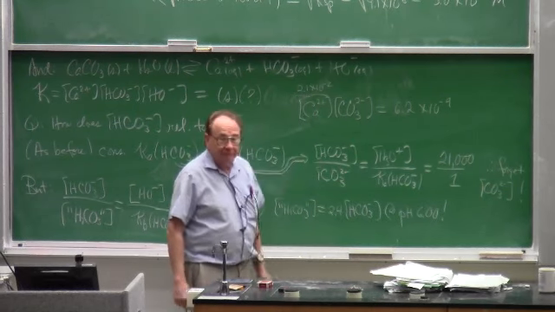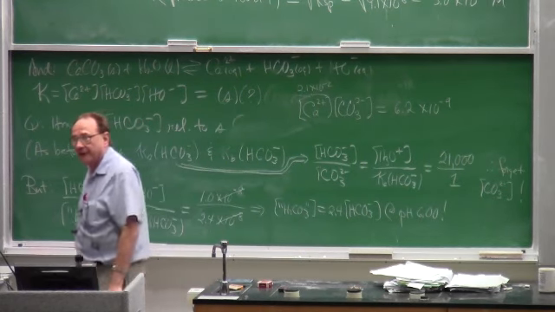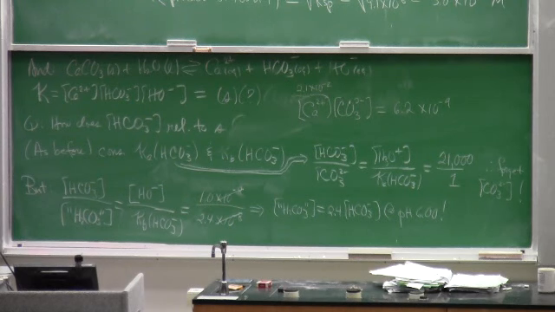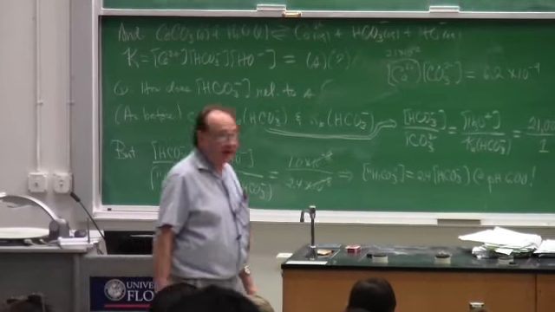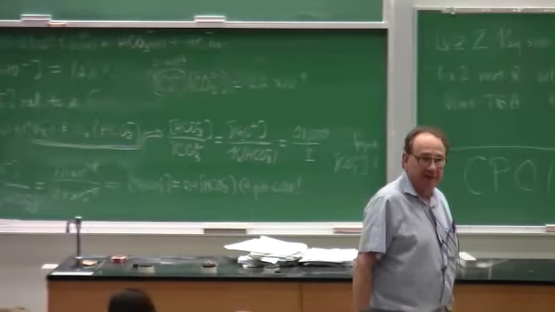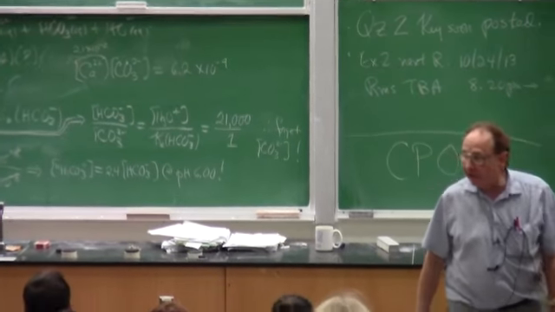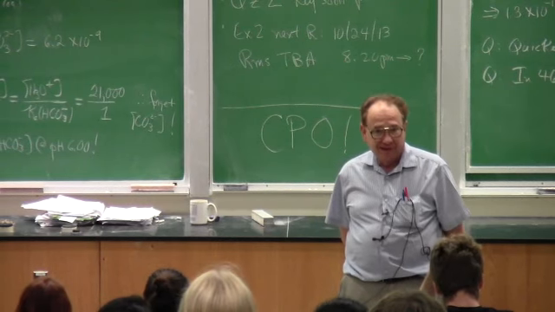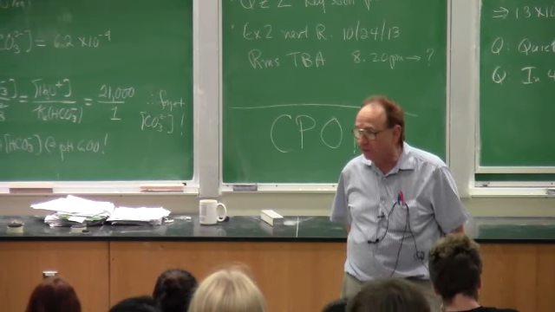What's 6.2 divided by 2.1, roughly? What is it? 3. That one's not hard, is it? What's 10.9? 10 to the 0.9. 10 to the minus 9 divided by 10 to the minus 2. 10 to the minus 7. There you are. Carbonate molarity is 3 times 10 to the minus 7. Whoop-de-doo, that's damn dilute. That's a damn small carbonate molarity.